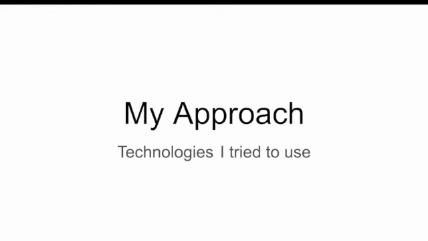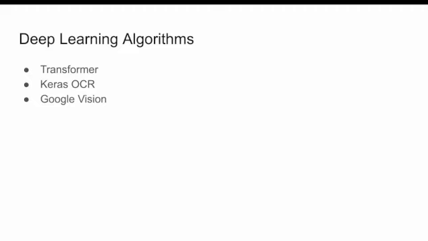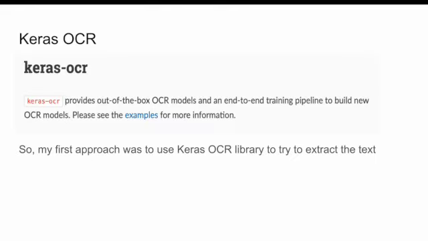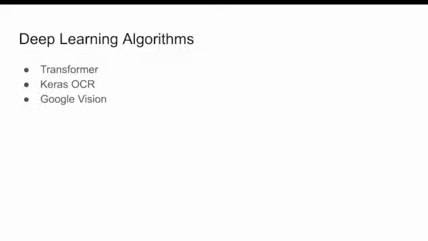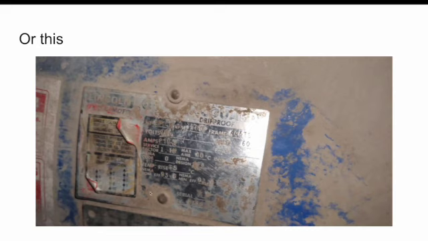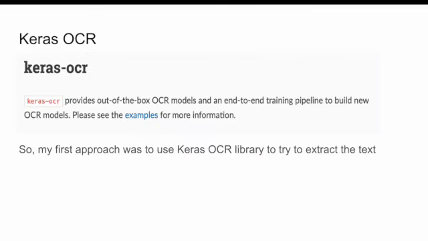So what was my approach? I used deep learning algorithms, and I tried to use the transformer, Keras OCR, and Google Vision. My first algorithm was Keras OCR because it is free, and since I don't have the data of what's written here, sometimes even AI can read this data better than I can. It's a free library that we can use to read the text.